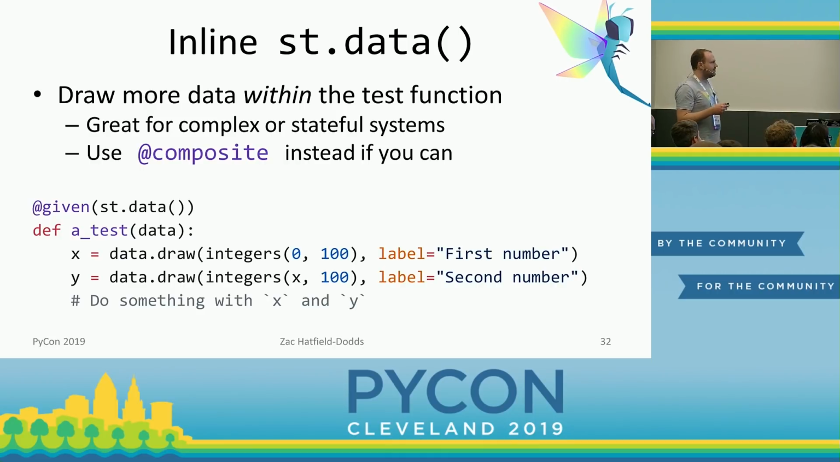The inline data, it's great. Here, for example, you have x and y. x is always guaranteed to be at most equal to y because y is generated with a minimum value of x. So you can express pretty much anything in this system, but if you can, maybe use composite. It's basically the same interface.